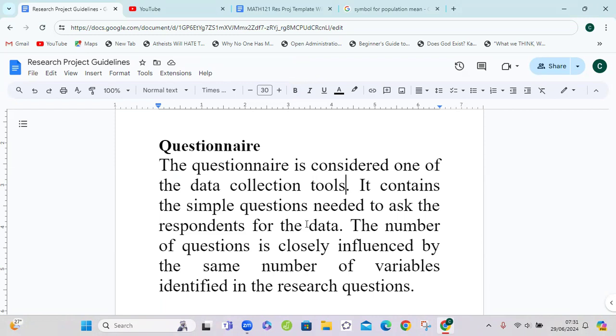So it contains the simple questions needed to ask the respondents for the data. The number of questions is closely influenced by the same number of variables identified in the research questions. So to know what questions come in the questionnaire, you have to go back to your variables that you have identified in the research questions, which also appear in the hypotheses, which also appear in the objectives. And then these you will use to list how many questions you are needed in the questionnaire.